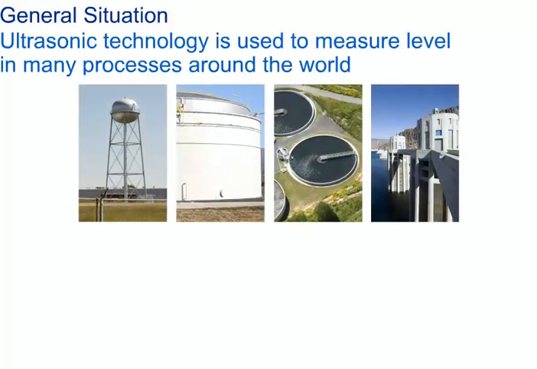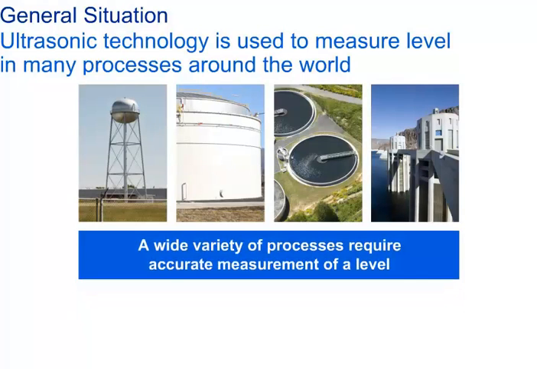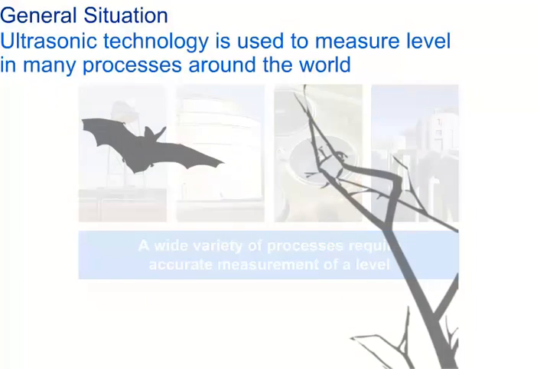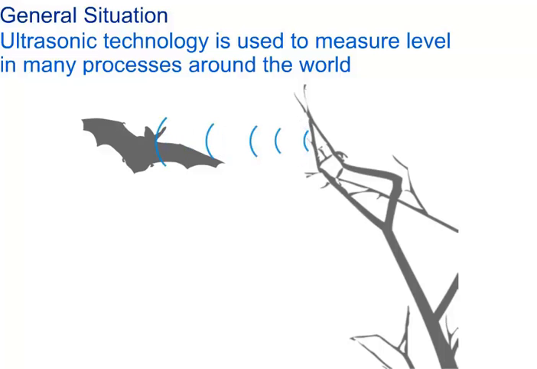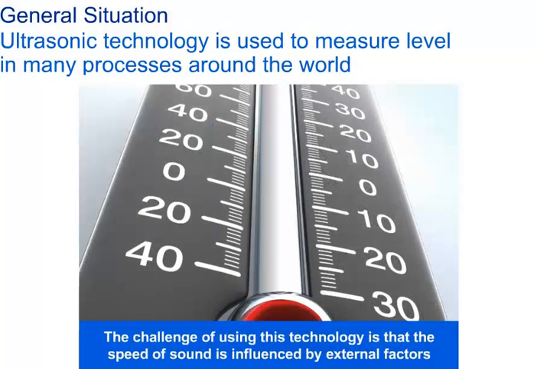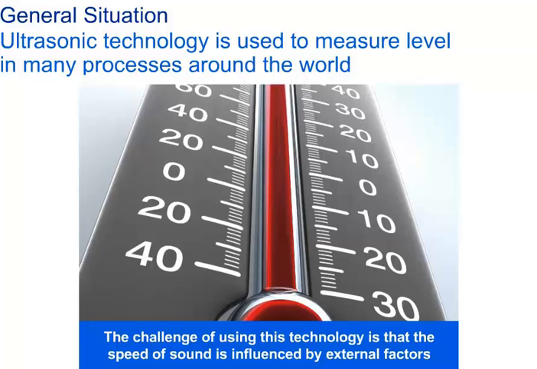Throughout the world, in a wide variety of processes, it's important to measure and control levels of a vessel. Of course, the level of these vessels has to be measured accurately in these applications. You can imagine the ultrasonic technology to be similar to the way a bat measures distance using sound. Metrologically, it's challenging to measure level using ultrasonic technology, because there are many conditions that can change the speed of sound. In this module, we will see the influence of the largest influence, namely temperature.